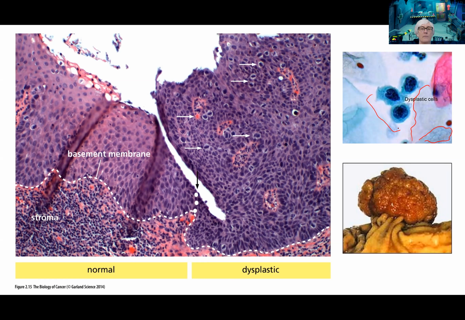That same basement membrane is apparent in the dysplastic side, the right-hand side of this image, but we see a few things. The basement membrane is still intact, but the architecture of the epithelial portion of this tissue is a little messed up, right? There are many, many more layers of epithelial cells. And we also see odd looking, or dysplastic, epithelial cells that are highlighted by these white arrows here.